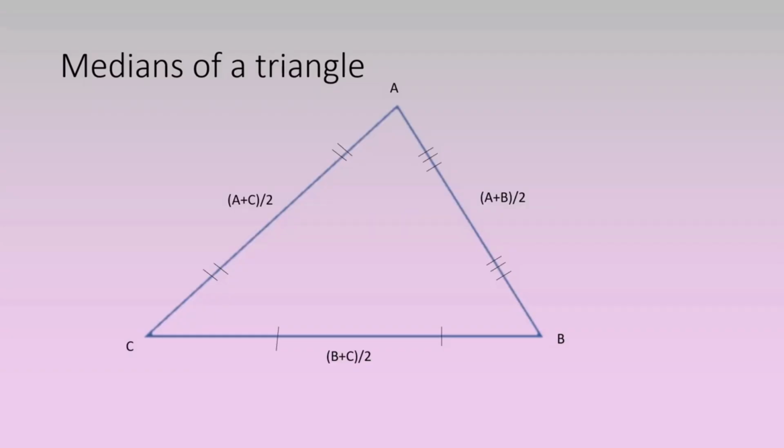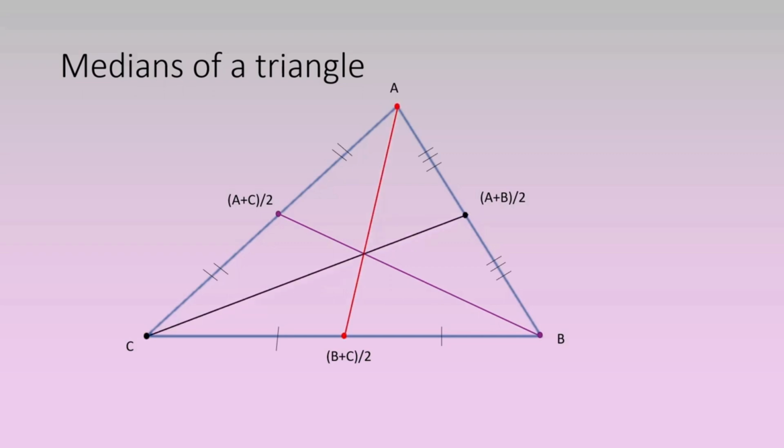Let me define what a median of a triangle is. It's a line segment that connects a vertex of a triangle to the midpoint of the side that is opposite to that vertex. So here's what a median looks like, right? And you can do that to the other medians too. Okay? So each triangle has 3 medians, and they look something like this.